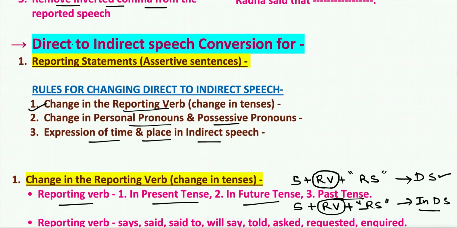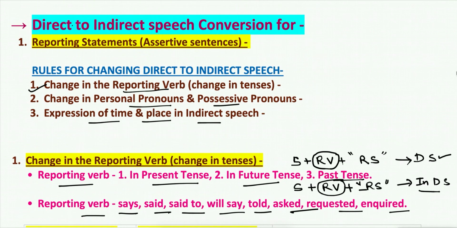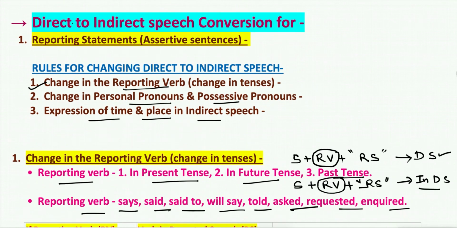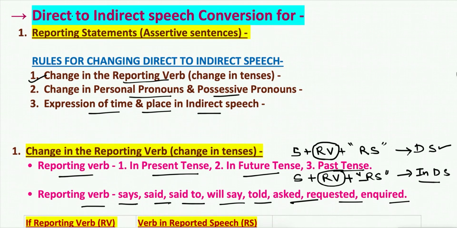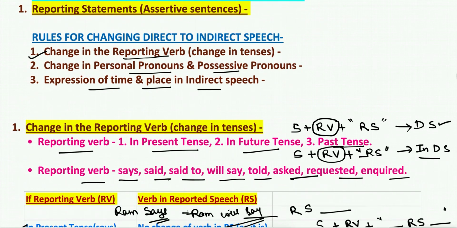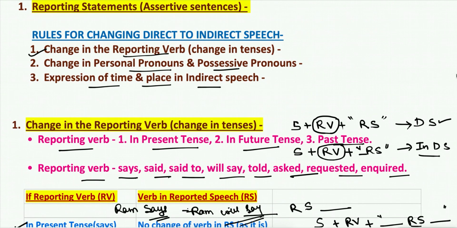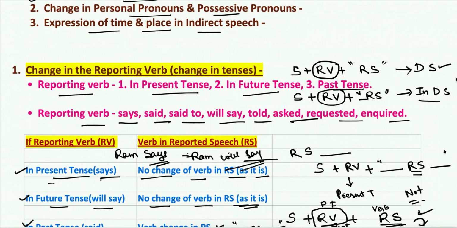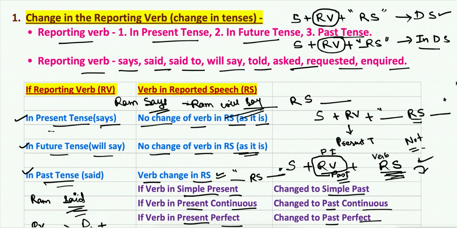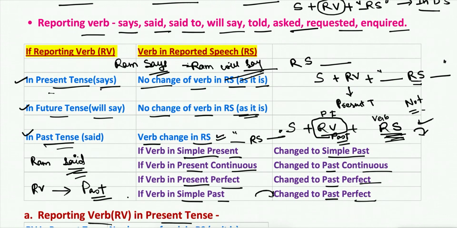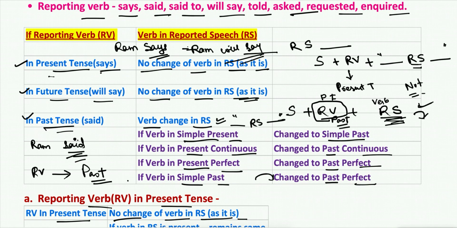Now we have seen the rules for converting direct to indirect speech. First, we have seen the assertive sentences. The first rule is the change of the reporting verb. Second is the change of the pronoun. Third is the change of expression of time and place. For the change of reporting verb, if it is in present tense, the verb of the reported speech will remain as it is. If the reporting verb is in future tense, the verb of the reported speech will remain as it is.